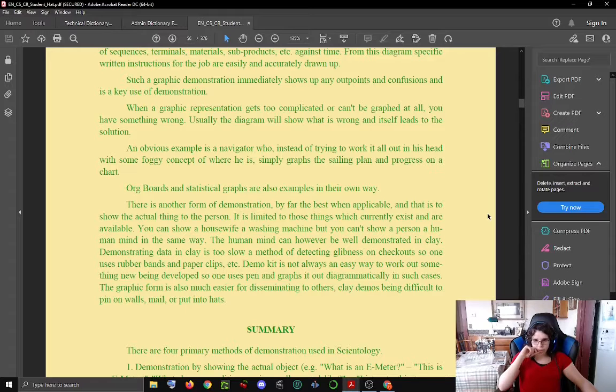demonstrate how it functions. You can show a housewife a washing machine, but you can't show a person a human mind in the same way. Yes, you can! Autopsy.